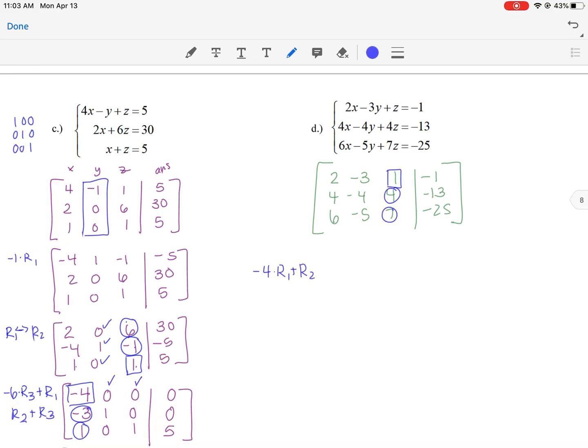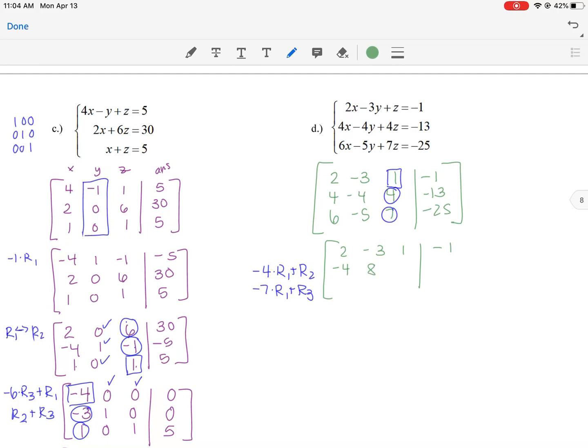Okay, so if I want that to be a 1, I want these to be zeros. So I'm going to multiply -4 times row 1 and add it to row 2. And I'm going to do -7 times row 1 and add it to row 3, and I'll get that last row to look like what I want it to. So if I do that, the top row has not changed at all.